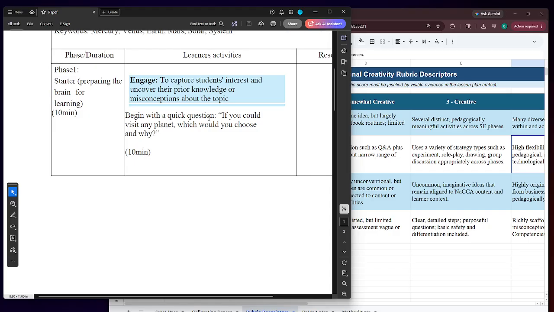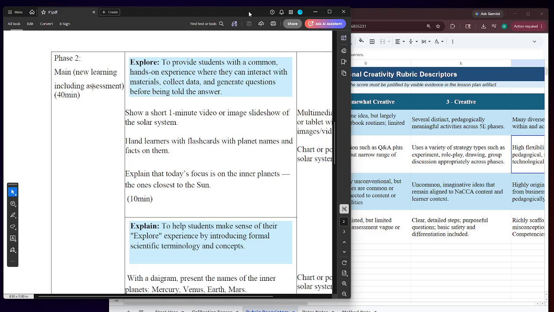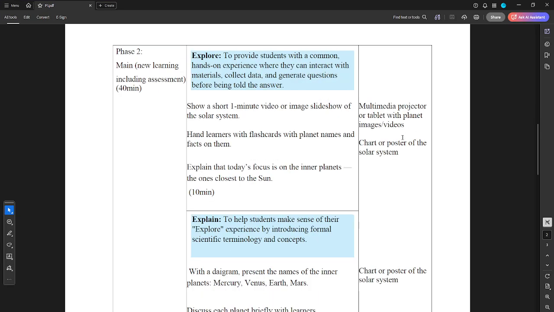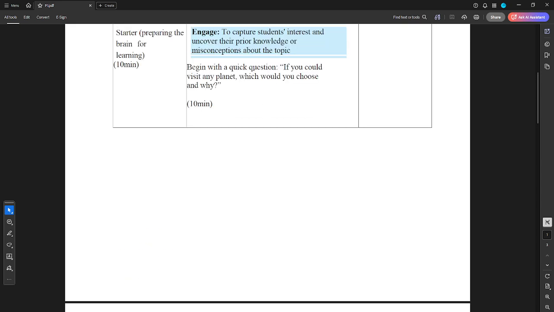So engage, start with questions. Then over here, application of multimedia tools, projectors, and then posters. How will they apply over here? So show the videos, right? So either use the projector or the tablet to show the videos. And then hand learners flashcards. So if you check the approach, this is teacher centered, right? But then it connects the learners to also participate.